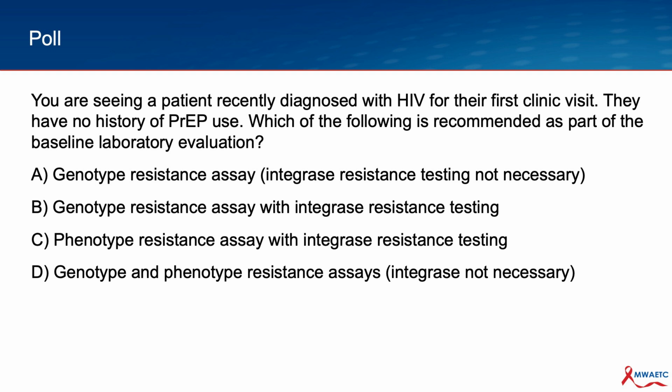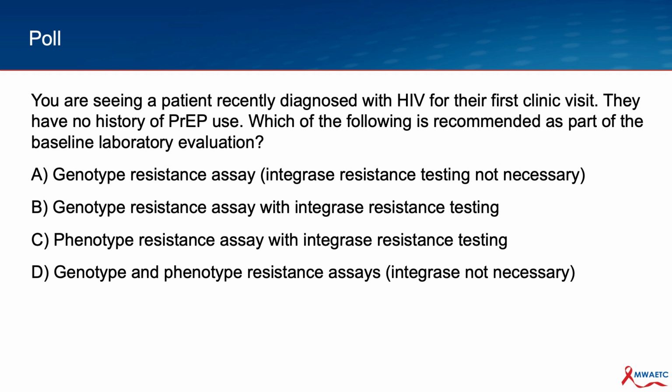So you are seeing a patient recently diagnosed with HIV. It's their first clinic visit. They've not taken PrEP in the past. Which of the following is recommended as part of their baseline HIV routine laboratory evaluation? I've given you options, starting with genotype resistance, but integrase not necessary, then genotype resistance with integrase resistance testing, then phenotype with integrase testing, and the last option is genotype and phenotype, but integrase is not necessary. Please go ahead and weigh in, and if you aren't sure, guesses are fully acceptable.